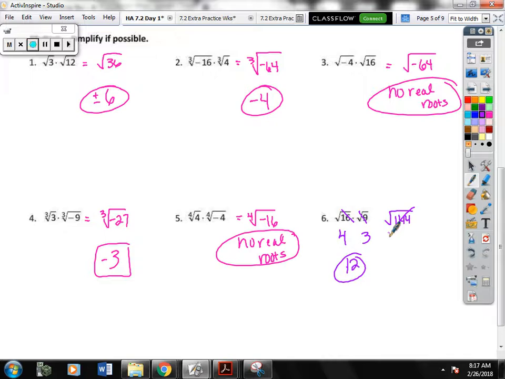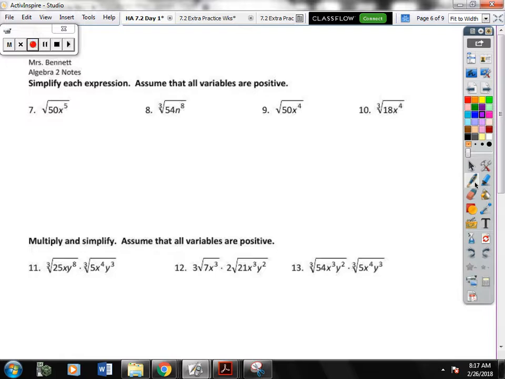All right, now on the back we're going to add in algebra variables and not just have numbers. And something you do want to keep in mind are, we do have some square roots. We also have cube roots.